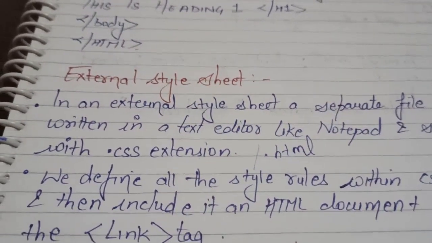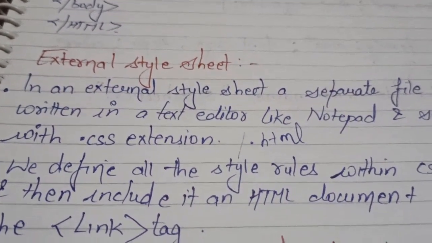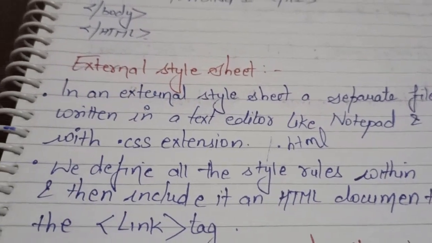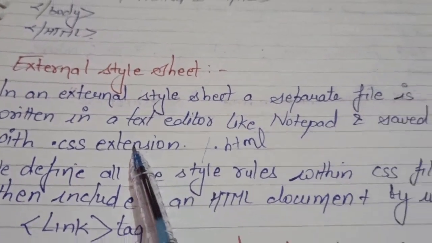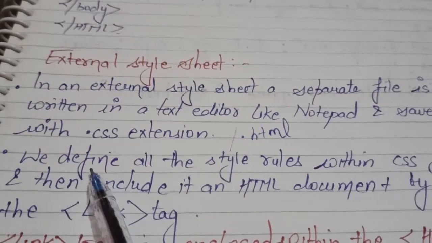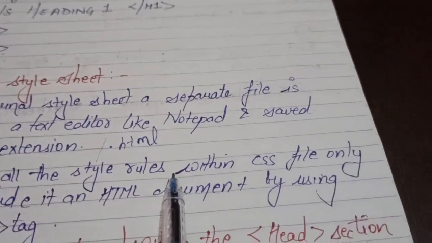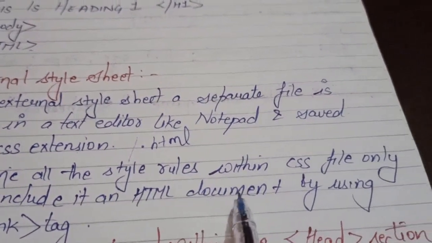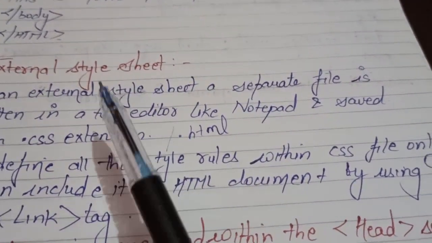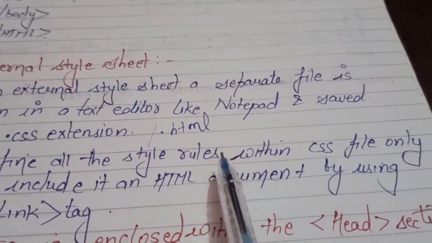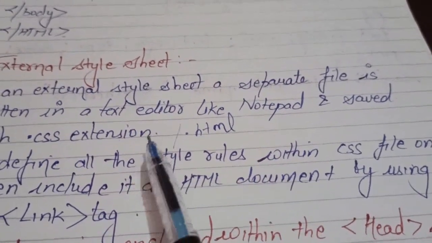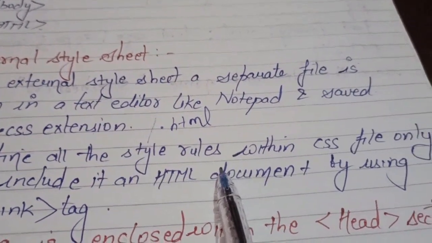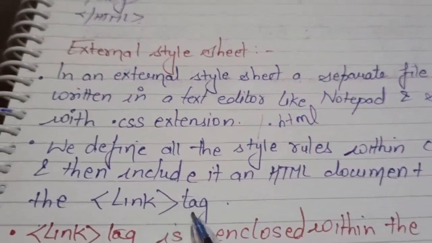Okay, and in that web page we have to implement all the CSS style, and after that we have to save that file with .css extension. That is what is written here, that we have to define all the style rules within the CSS file only and then include it in an HTML document. When that file is created, then we are going to include that CSS file in our HTML document by using the link tag.